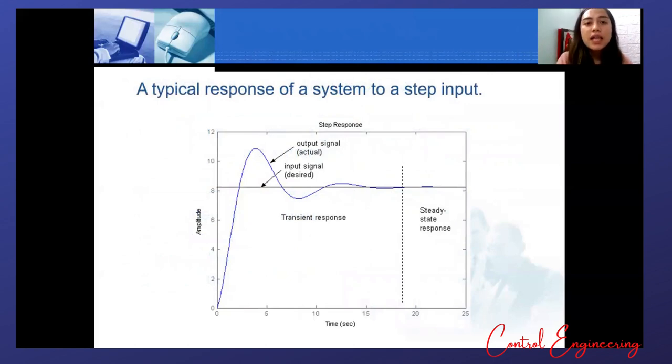Okay, so this is the typical response of a system to a step input. So, the amplitude, and this is the time, okay? So, sa part na to, this is the output signal or the actual. And this is, itong line, okay, yung horizontal line na yan, that's the input signal or that's the desired response na hiningi natin, na gusto nating ma-attain sana. Okay? So from this part, zero to this part, okay? That's the transient response. And yung dito naman, starting here, papunta dito sa last, that's the steady state response.